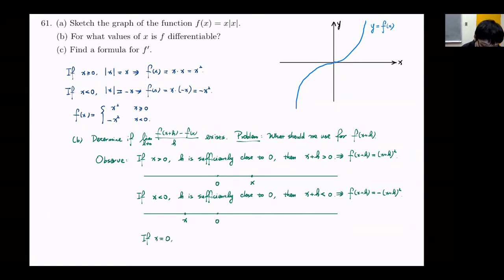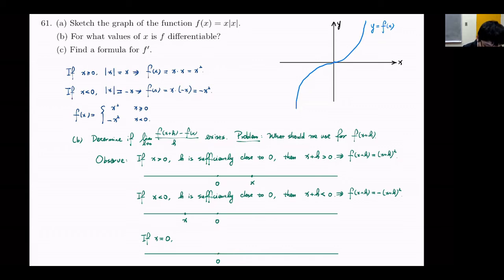So in this case, the same does not hold anymore, because if x equals 0, let me just copy my graph down here. If x equals 0, you can see that it really depends on what h is. No matter how small you choose this interval, there will be numbers to the left and to the right of 0. So in this case, f of x plus h depends on the sign of h.